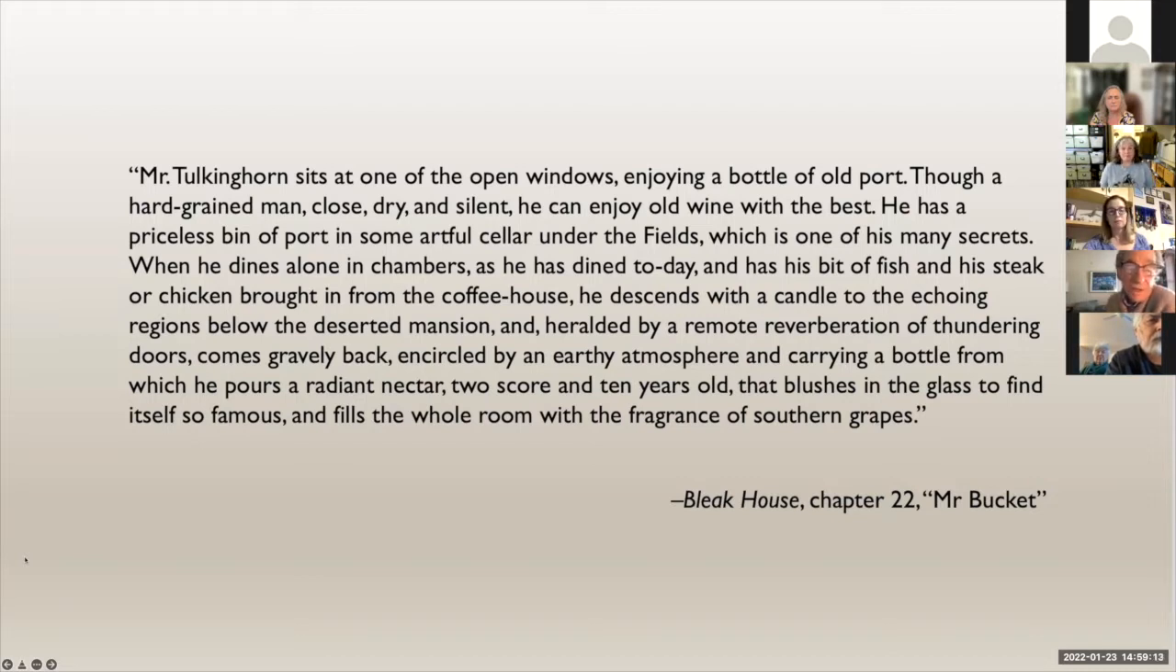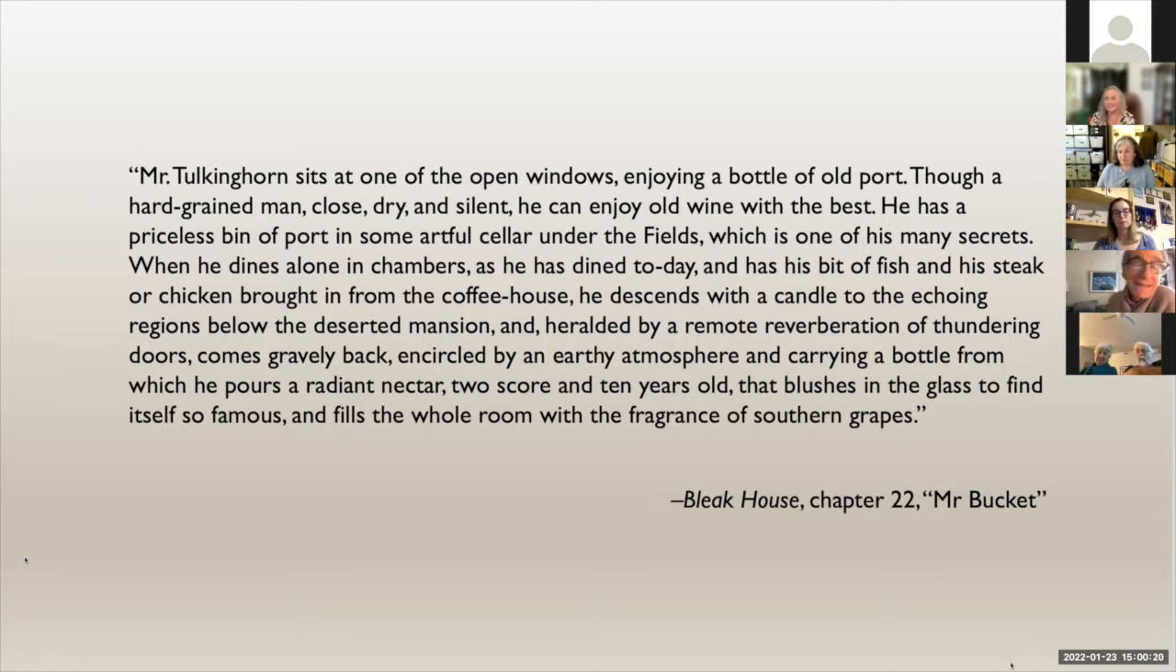Mr. Tulkinghorn sits at one of the open windows enjoying a bottle of old port. Though a hard-grained man, close, dry, and silent, he can enjoy old wine with the best. He has a priceless bin of port in some artful cellar under the fields, which is one of his many secrets. When he dines alone in chambers, as he has dined today, and has his bit of fish and his steak or chicken brought in from the coffee house, he descends with a candle to the echoing regions below the deserted mansion, and heralded by a remote reverberation of thundering doors, comes gravely back, encircled by an earthy atmosphere and carrying a bottle from which he pours a radiant nectar 210 years old that blushes in the glass to find itself so famous and fills the whole room with the fragrance of southern grapes.